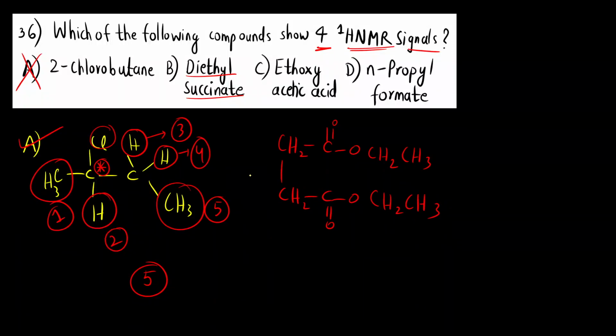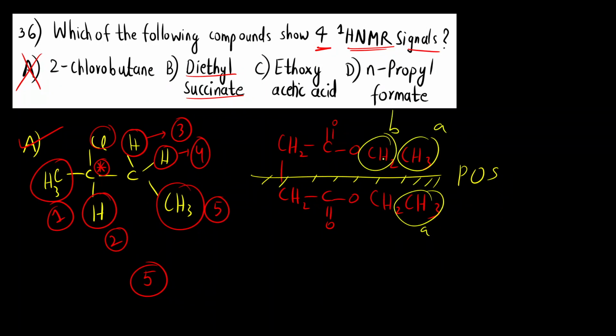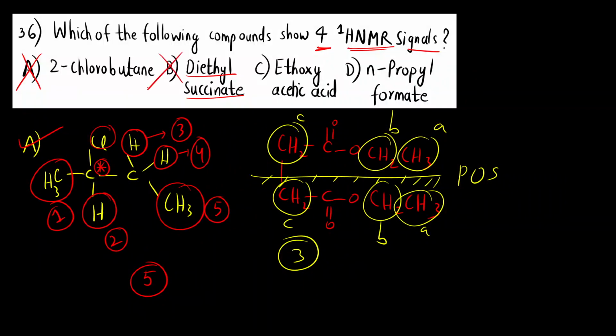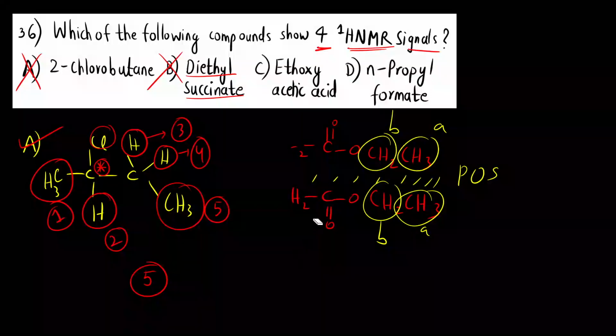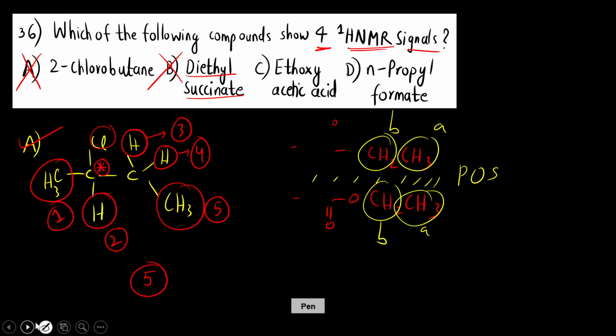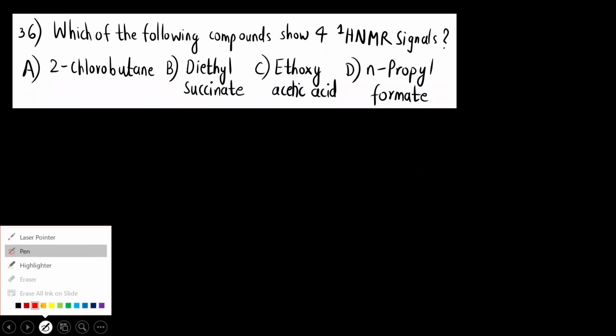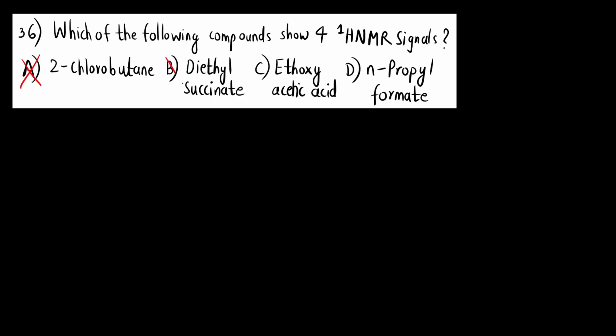Now, if you see, there is a plane of symmetry that is passing. You can see both are what? Both are mirror images of each other. So this is A, this will be A, this is B, this will be B, and this is going to be C. So total there are three signals. Three signals means this option is incorrect. Now ethyl ethoxyacetic acid. Okay, let me erase this. So option A is incorrect, option B is incorrect.